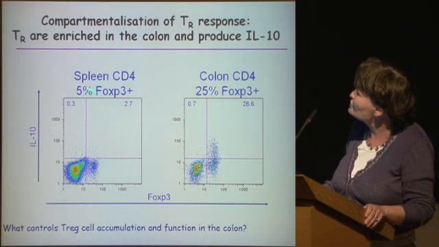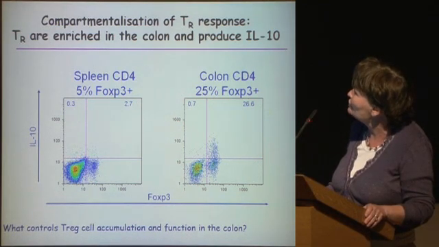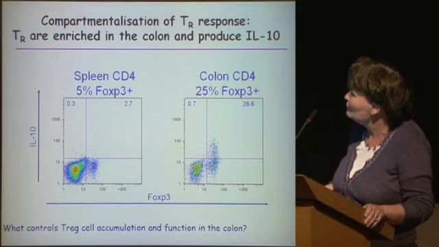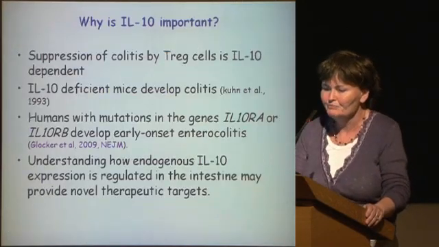If we take these from the spleen, around 5 to 10% of splenic CD4 positive cells are FOXP3, but the majority of them are not capable of producing interleukin-10 upon polyclonal stimulation, whereas there's a larger frequency of FOXP3 positive cells in the colon, and a larger proportion of those are capable of making interleukin-10.